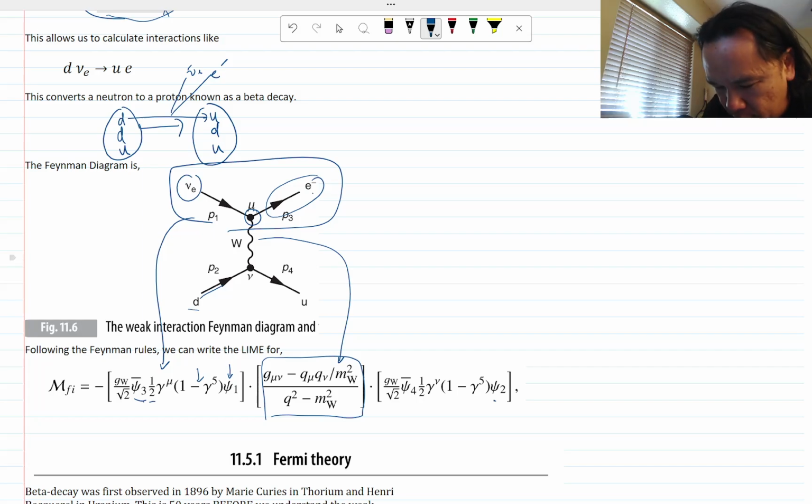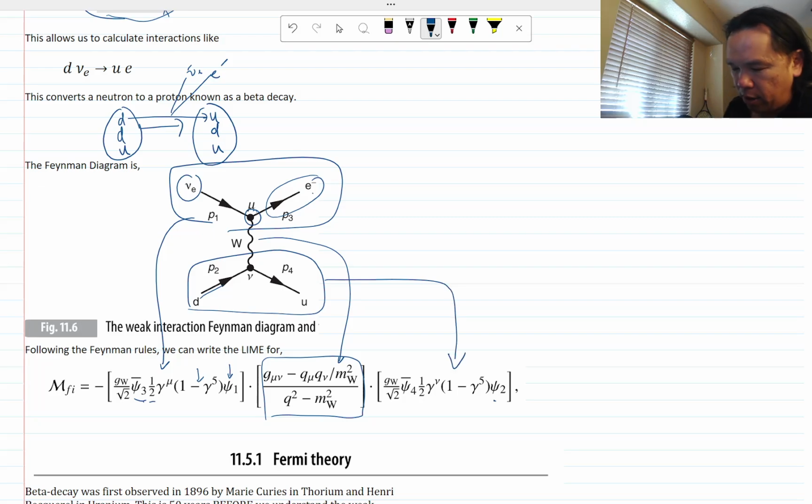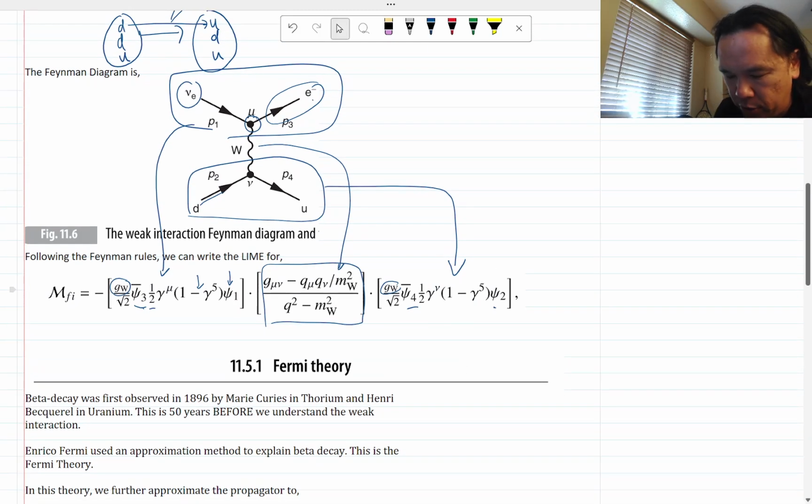Okay, right, that's on this side. And then similarly, right over here on the quark side, you have something very similar, where you have psi 4, 1 minus 1/2 gamma nu times 1 minus gamma 5 times psi 2, and then you have these two factors of the weak coupling constant to basically calculate what the magnitude of this matrix element is.